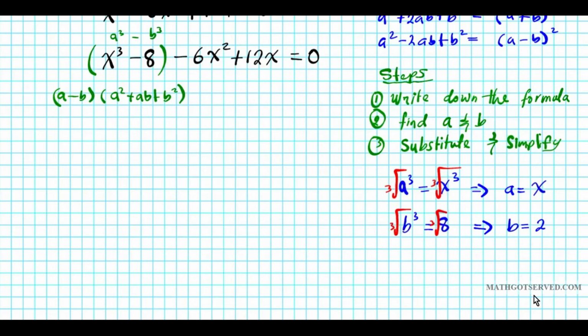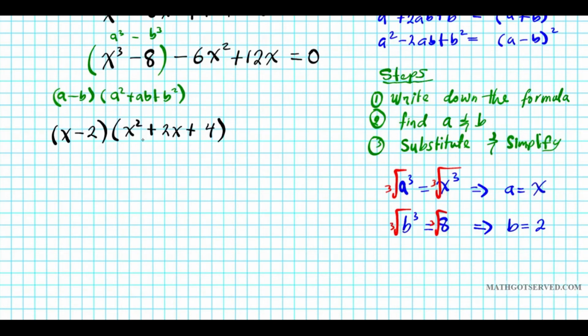We're going to advance to step 3, which is substitute and simplify. So a is x, minus b, 2, times a squared, which is x squared, plus ab, which is 2x, plus b squared, which is 2 squared, 4.